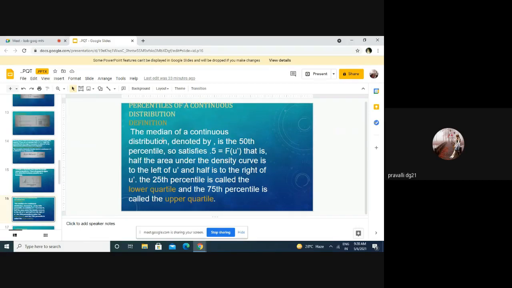Percentiles of a continuous distribution. The median of a continuous distribution, denoted by mu tilde, is the 50th percentile. So mu tilde satisfies 0.5 = F(mu tilde). That is, half the area under the density curve is to the left of mu tilde, and half is to the right. The 25th percentile is called the lower quartile, and the 75th percentile is called the upper quartile.